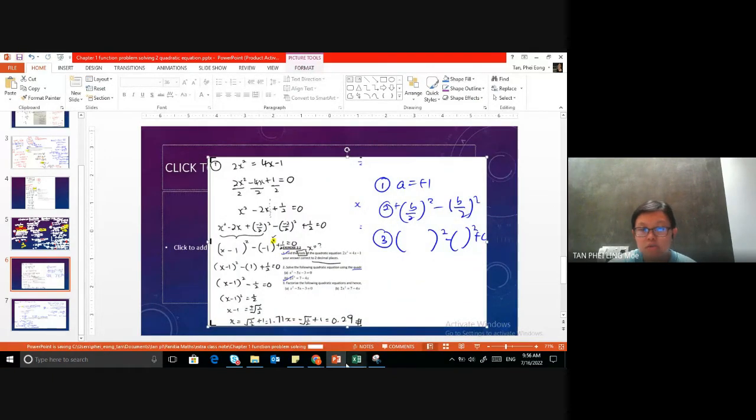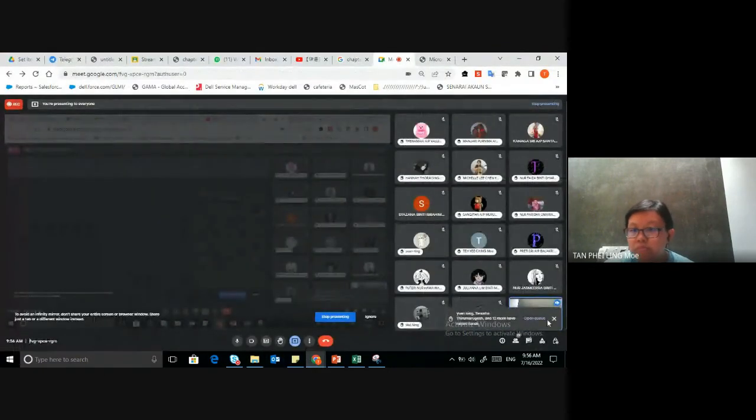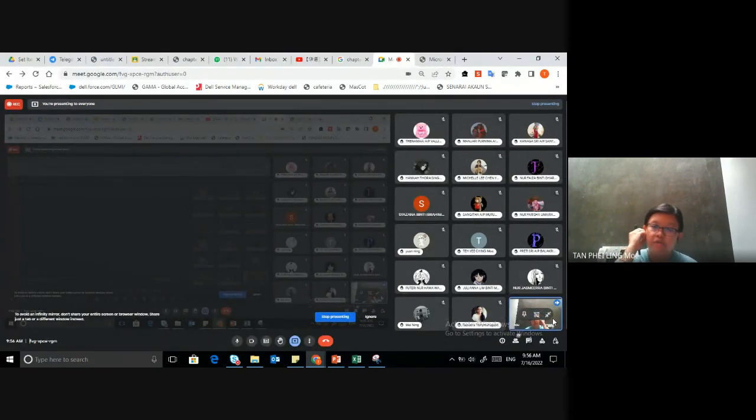Okay, so can I see hands, please? Everybody can understand. Okay, so I will be sending out the notes, then you print it yourself. Easier that way, I don't have to make sure who didn't get and who got.